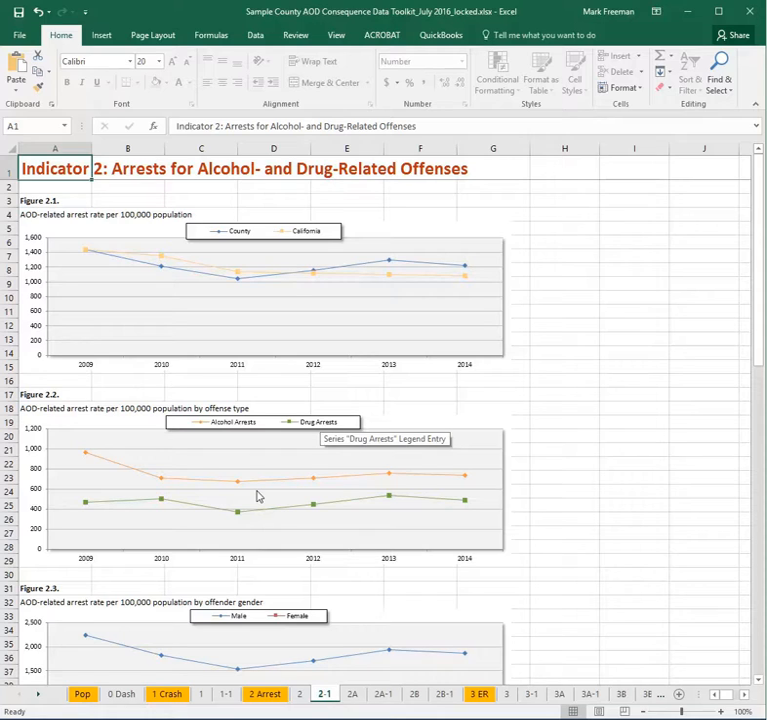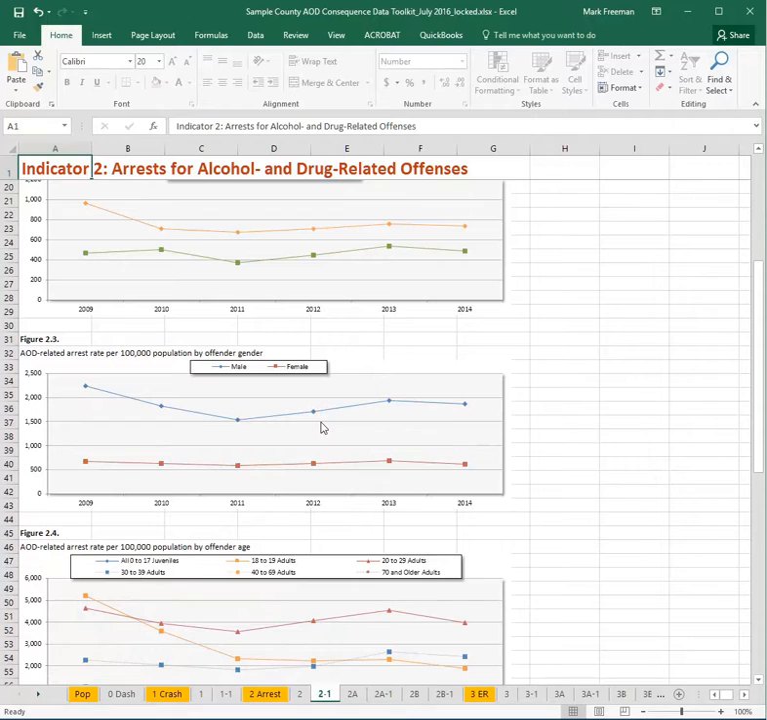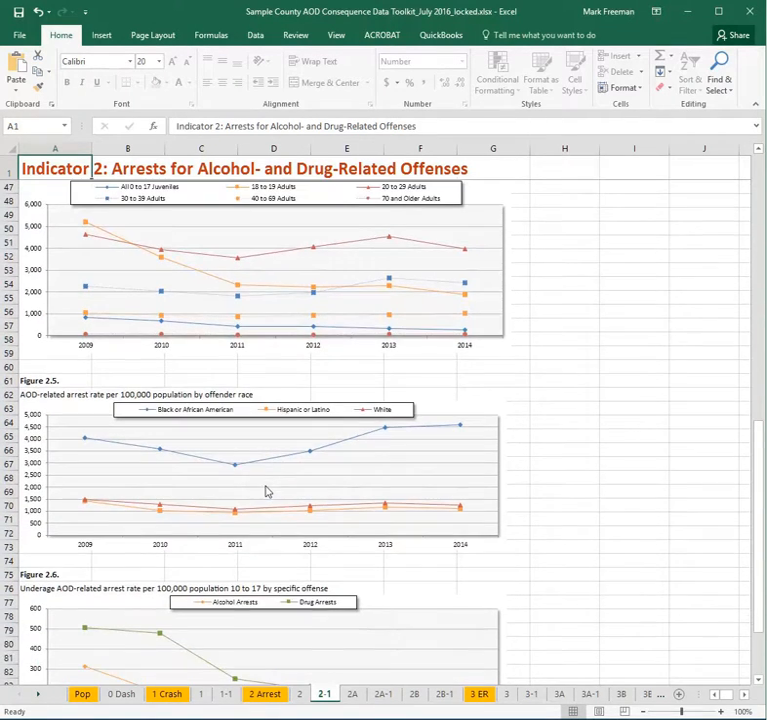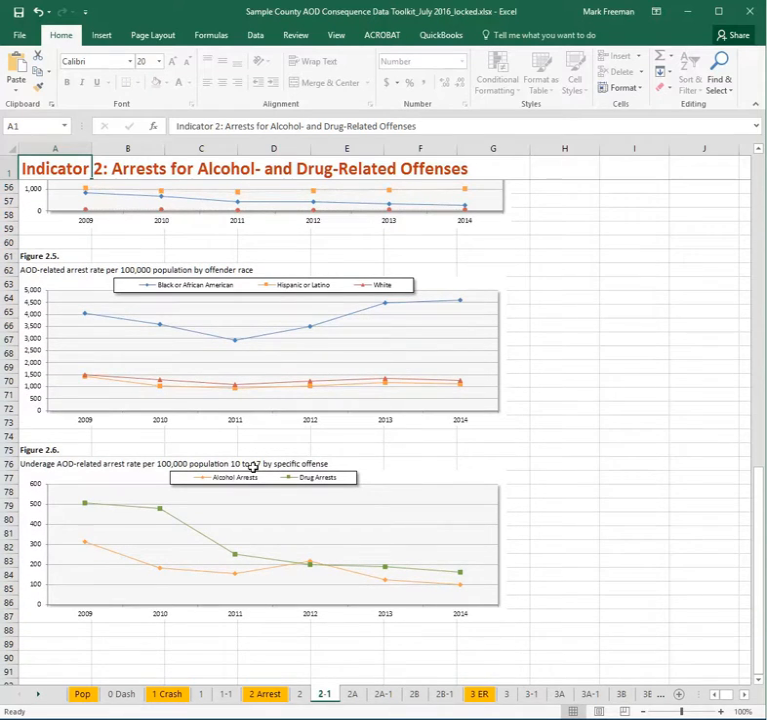Each data indicator also has charts that go with each table. So as you can see, the first chart compares the county to California. Then we have a comparison between alcohol arrests and drug arrests. And then we compare each demographic group. So first we compare gender, then we compare age, we compare race, and in this case we're also comparing juveniles. And these charts can be used to assist you in modifying your key findings, and they present a graphic rate comparison to facilitate analysis.